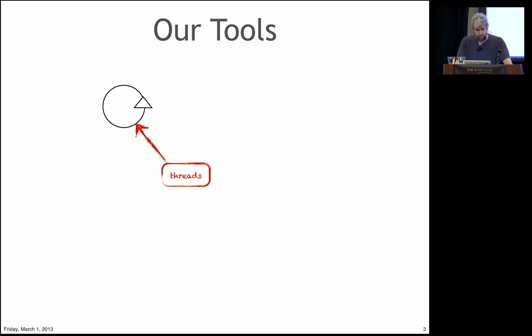Now, we have a set of tools as programmers that we can use to deal with things that are concurrent. The first tool that I want to talk about is threads. We have this notion that there can be more than one flow of control through our application. And as machines become more and more multi-core, this virtual flow of control in parallel or concurrent is actually also a physical concurrency.